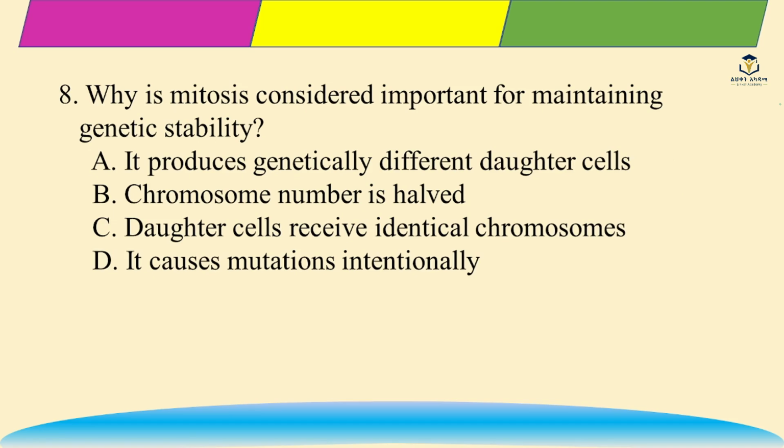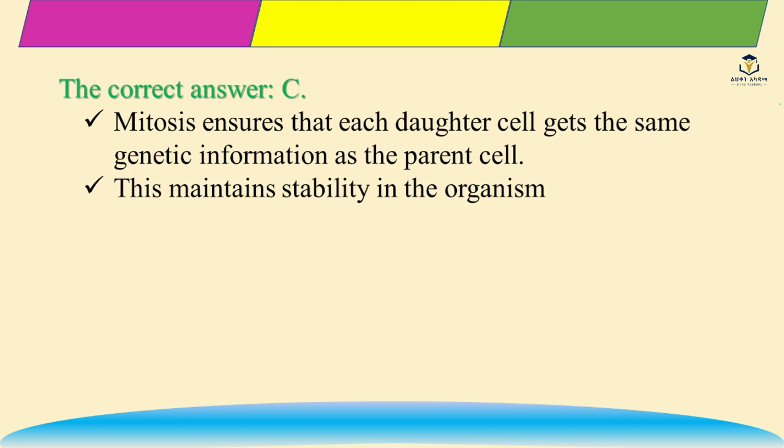Question 8. Why is mitosis considered important for maintaining genetic stability? A. It produces genetically different daughter cells. B. Chromosome number is halved. C. Daughter cells receive identical chromosomes. D. It causes mutations intentionally. The correct answer is C. Daughter cells receive identical chromosomes. Mitosis ensures that each daughter cell gets the same genetic information as the parent cell. This maintains stability in the organism.